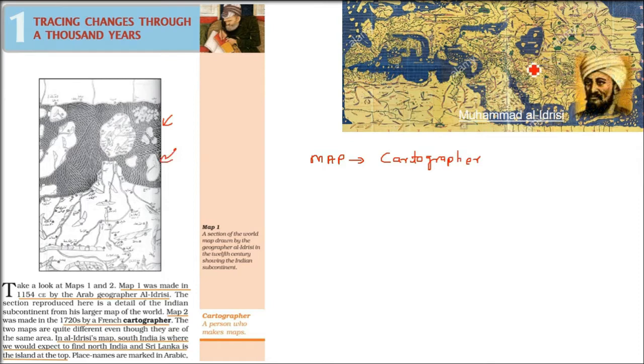The first map we are talking about, this is a small part of the big map, and it was made by an Arabian, and his name is Muhammad al-Idrisi. He is an Arab geographer. He made this initial map in 1154 common era, 1154 after the death of Jesus Christ.